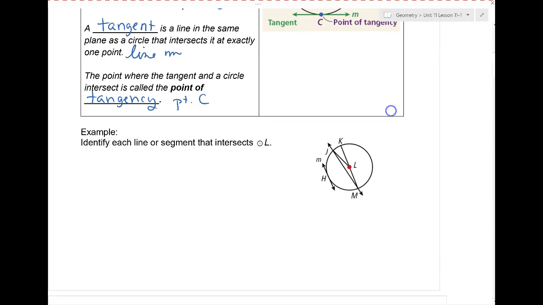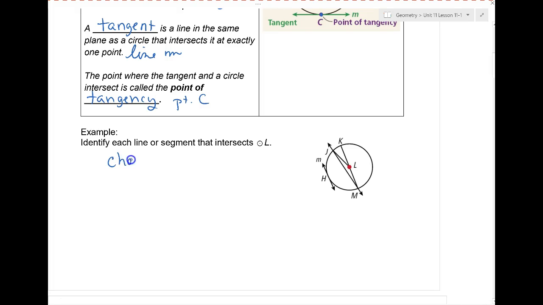All right, so now let's go with this one here. And it says, identify each line or segment that intersects circle L. So that means our center is what point? L. So it makes it really simple for us. We know it's point L. All right, so when we're doing this, let's just go through everything that we've just learned.